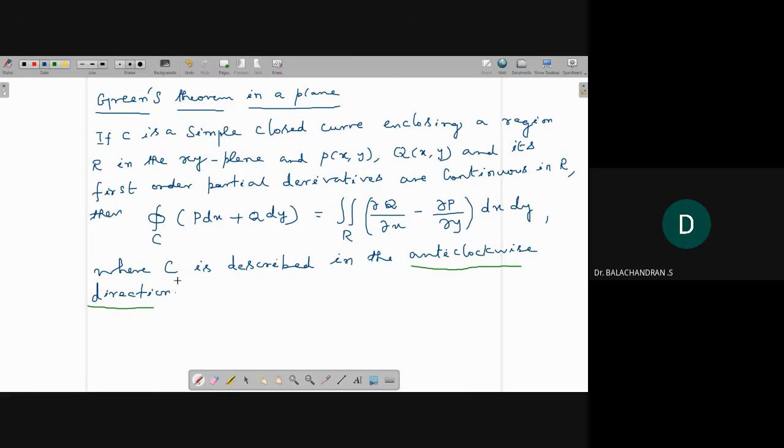To evaluate the right hand side, you should know the double integral. Usually the right hand side is a little bit easier than the left hand side. Even though it is a double integral, calculation of a double integral is a little bit easier than the single integral. You can feel it when you solve the problems, and you can understand why I am telling like this.